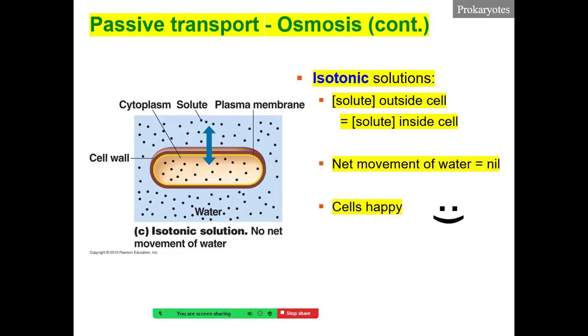Any question about any of that? All of your cells are in an isotonic solution, and it has to be that way because animal cells do not have a cell wall to protect the cell from either a hypotonic solution or an isotonic solution.